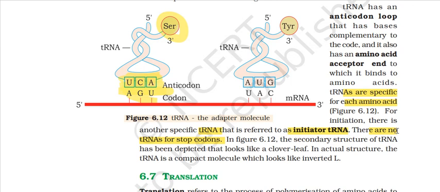The secondary structure of tRNA has been depicted that looks like a clover leaf. In actual structure the tRNA is a compact molecule which looks like an inverted L. So when you see it in 3D, it is like an inverted L. But you also have the clover leaf model which was given by Holley.